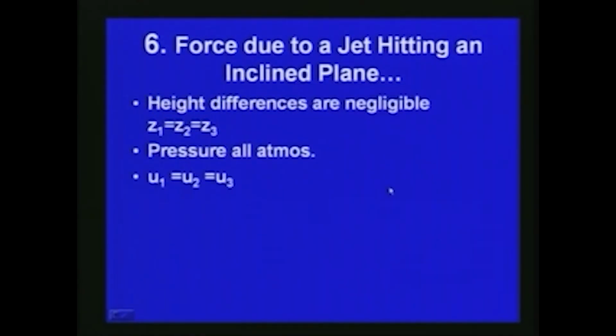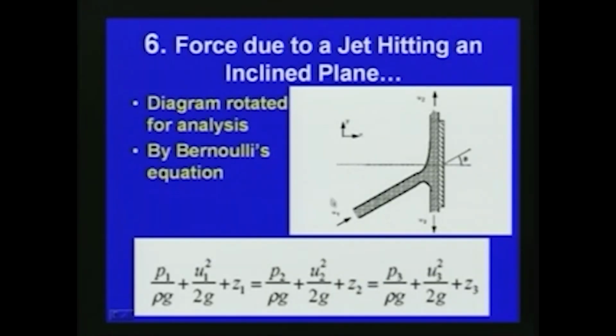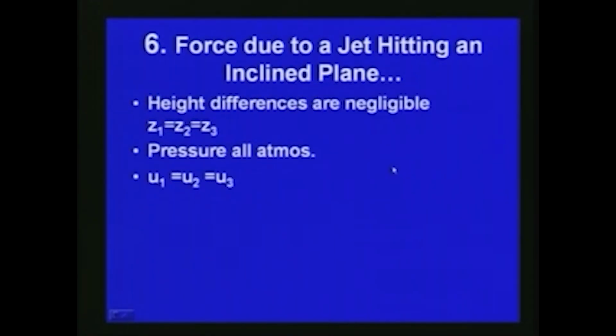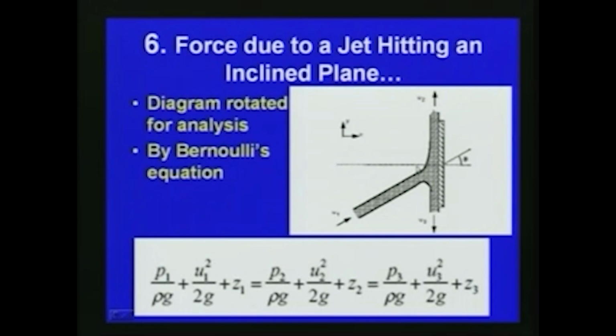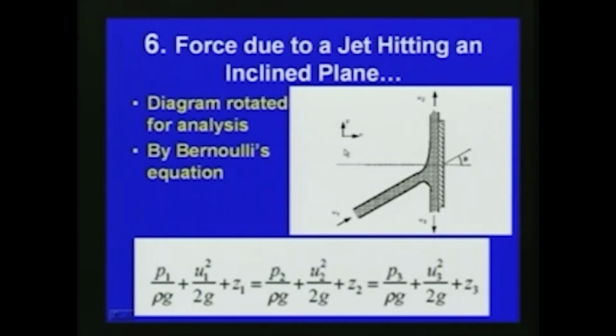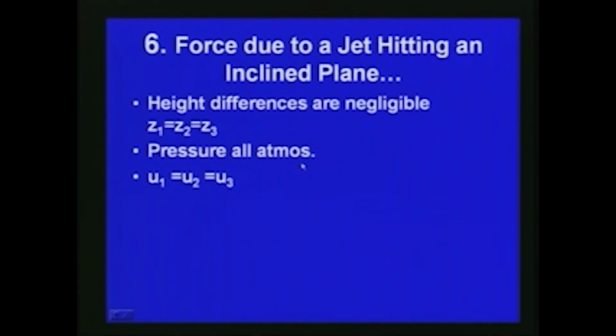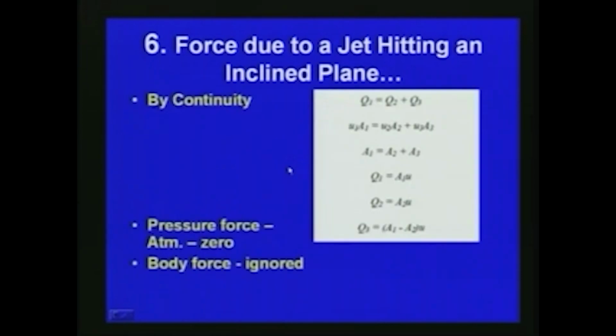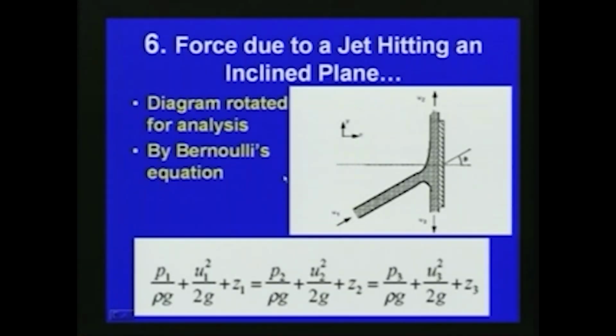Now here we assume that the height difference is negligible. With respect to the jet action, the height difference is not so much, so we can assume z1 is equal to z2 is equal to z3 for analysis purposes. The jet is acting in atmospheric pressure, so all pressures are atmospheric. Due to atmospheric pressure, we can see that u1 is equal to u2 is equal to u3.